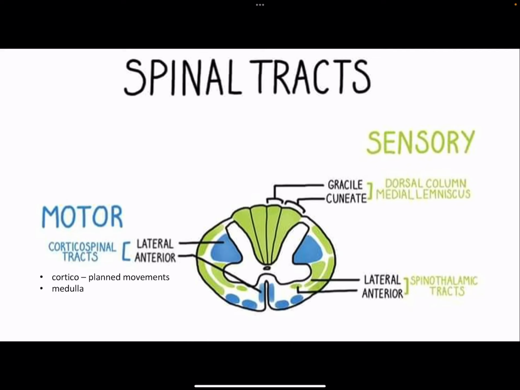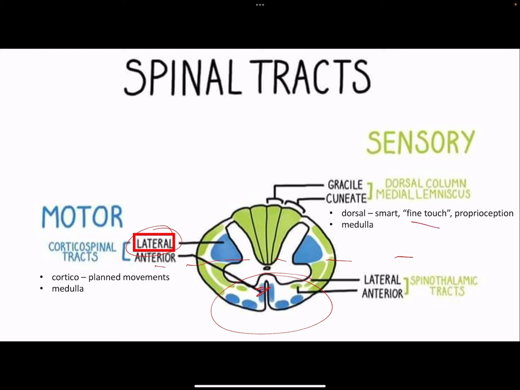So a little summary. Corticospinal tract, I think of cortical, brain, plan movements. This is decussating at the medulla. Don't worry about this. Worry about knowing where these are. These are on the posterior side, and this is on the anterior side. This is going to be important when we talk about strokes and whatnot. Looking at the dorsal column, you think of dorsal fin, dolphin, fine touch, proprioception. It's very smart, and this is also decussating at the medulla.